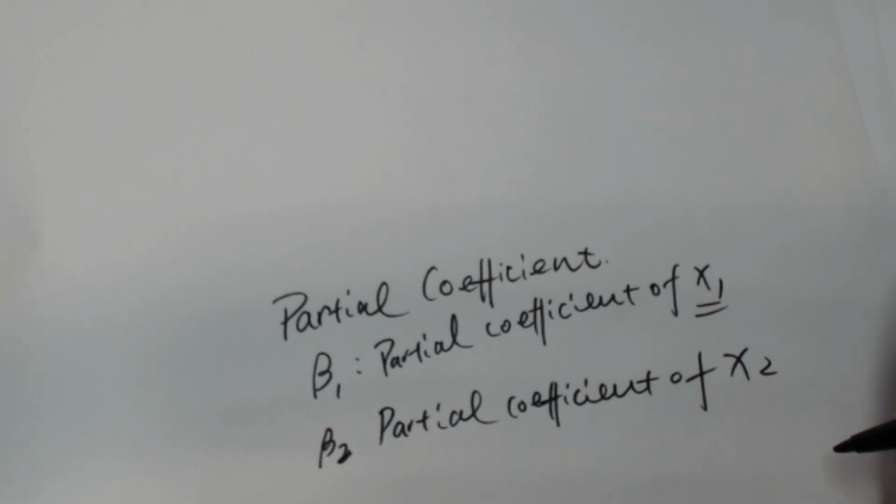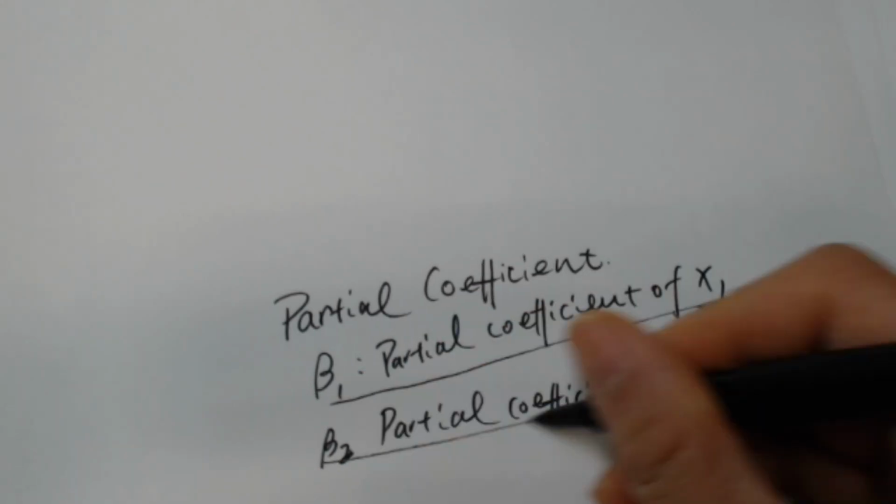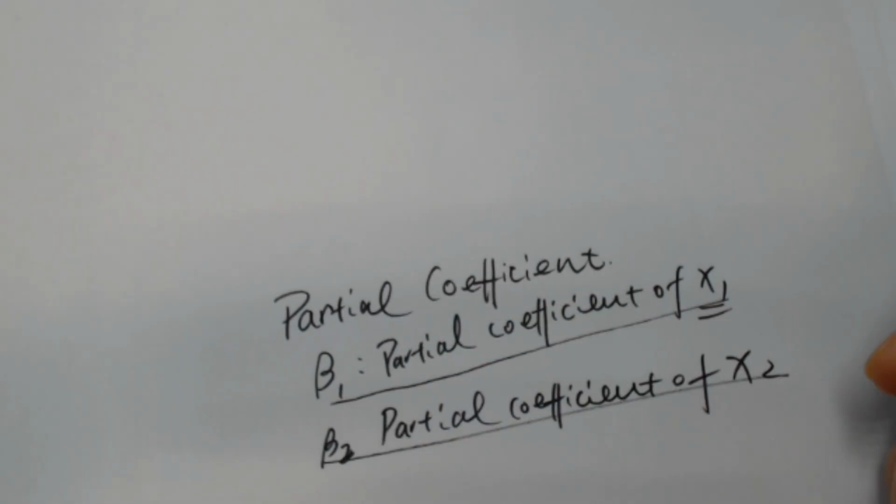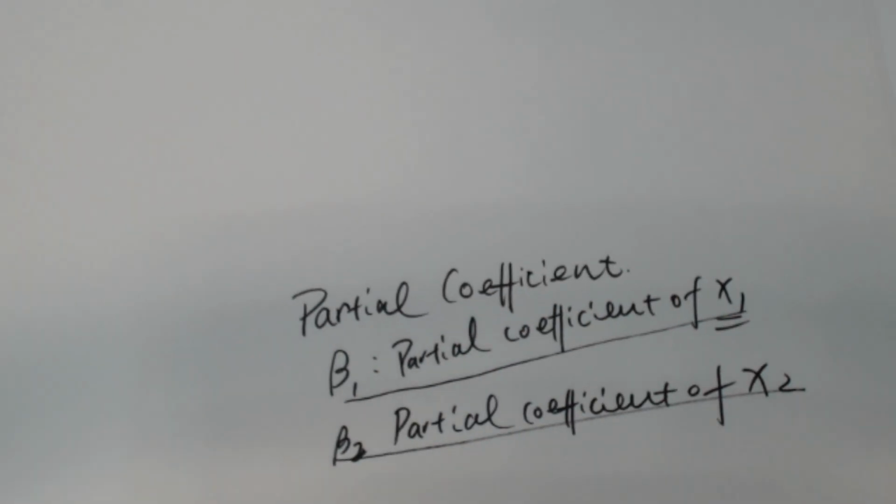So for instance, if x2 is the number of customers, then beta 2 will become the partial coefficient of the number of customers. So we no longer call beta 1, 2, 3 the slope, because we won't be able to distinguish which beta we're talking about. Instead, we should use the partial coefficient.